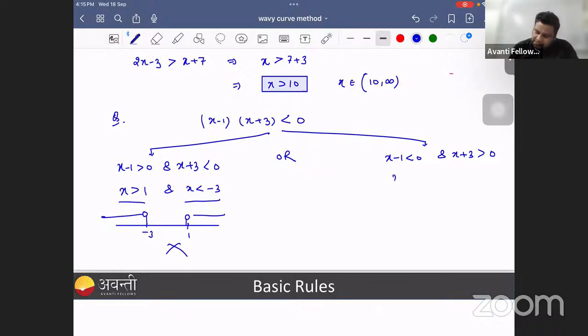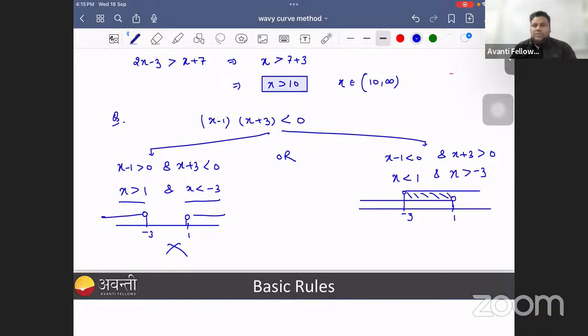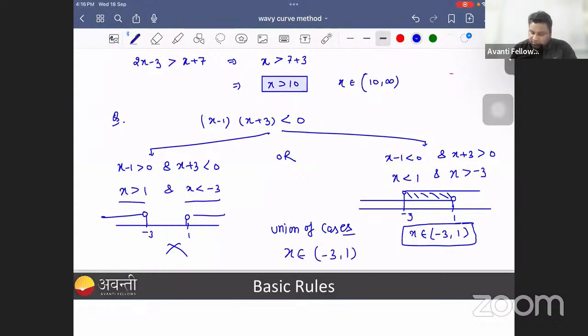Here if I see x is less than 1 and x is more than minus 3. Now if you make a number line, minus 3, 1. This is saying x is less than 1. The other one is saying x is more than minus 3. So this is your answer. Your x belongs to minus 3 to 1. Now what do we take? We take union of both the cases. So you get x belongs to minus 3 to 1.